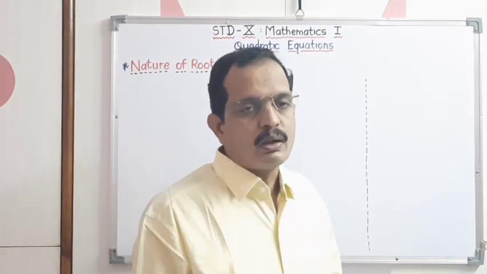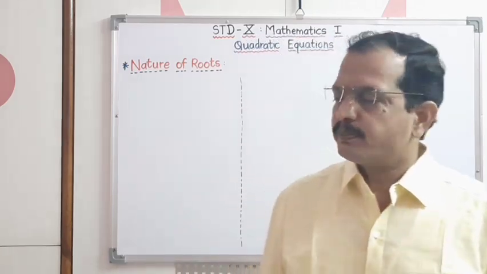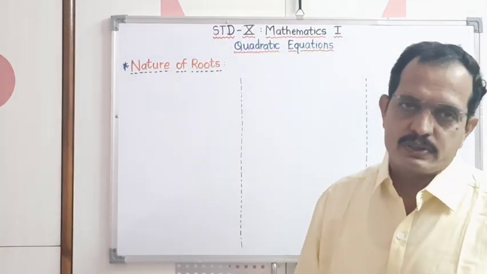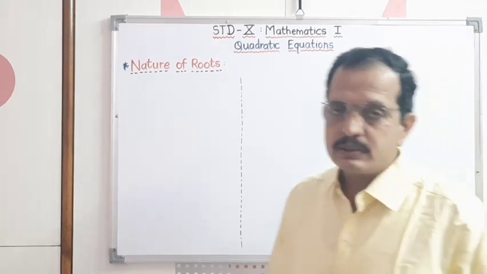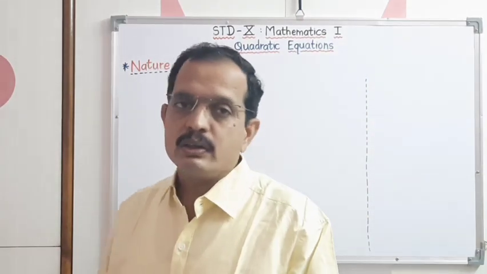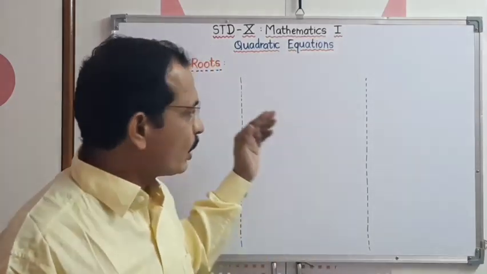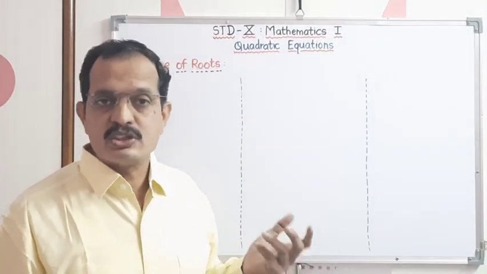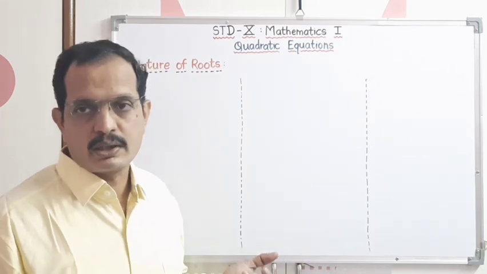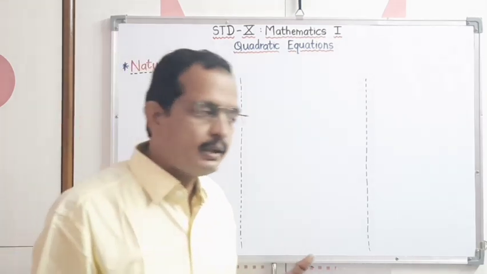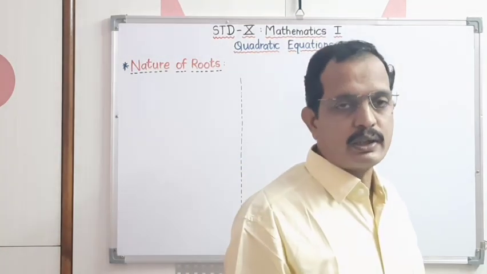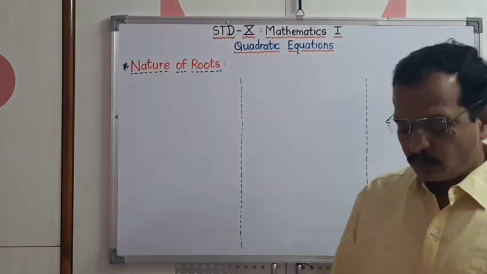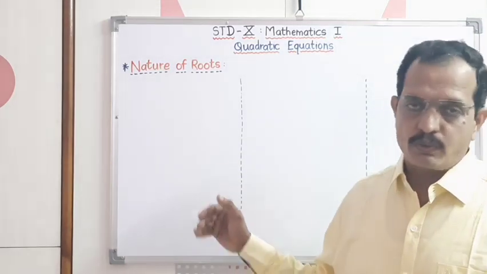Now our today's topic is the nature of roots of a quadratic equation. That means without solving the quadratic equation we have to decide what will be the nature of the roots of the quadratic equation. That nature of the roots of a quadratic equation helps us to solve the questions forward.